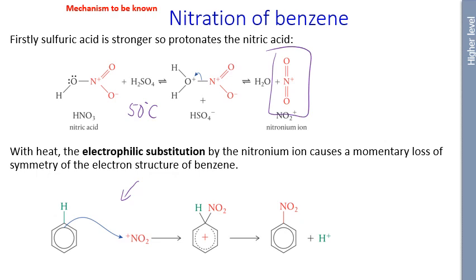Two electrons from the ring are donated to form the new C-N bond. Additionally, a pi electron from the N=O double bond of the nitronium ion moves to the oxygen atom. That's what we're seeing in this step here.